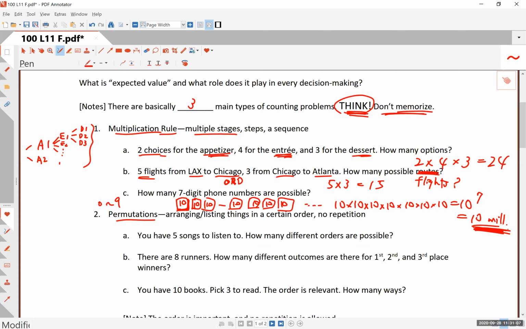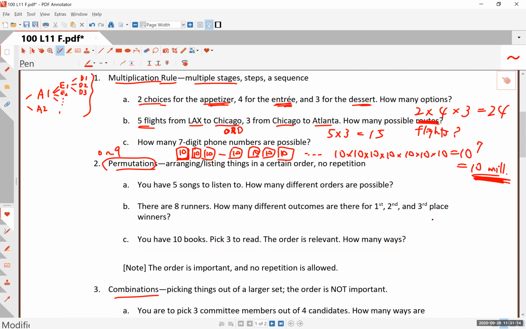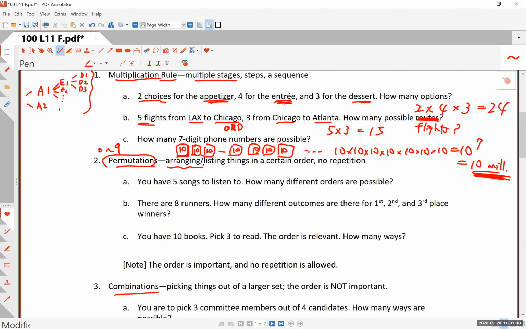All right, number 2, the second category of problems in counting is called permutations. It's very important for you to know what a permutation is, all right? So we're talking about arranging a certain number of things, like maybe people or songs or books or CDs or devices or whatever. We're arranging a certain number of items, objects, and list them in a certain order. And no repetition. You can't use the same thing again and again, all right?